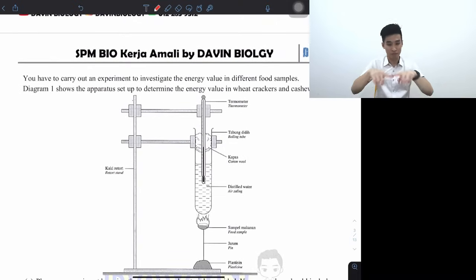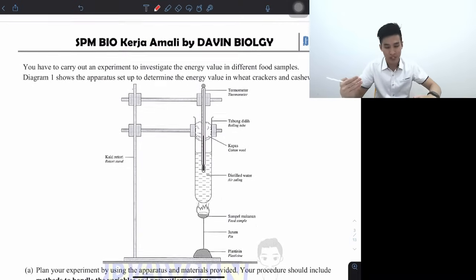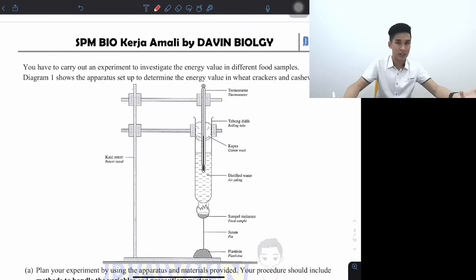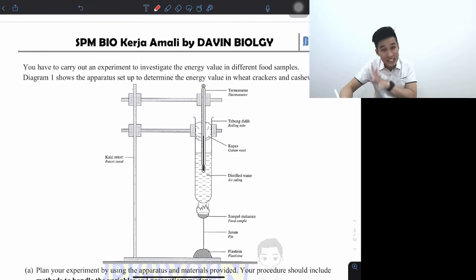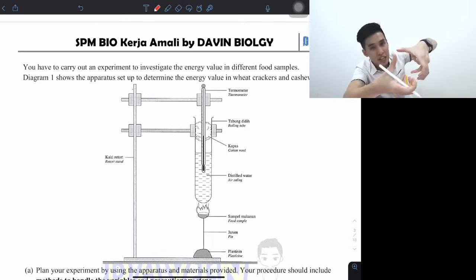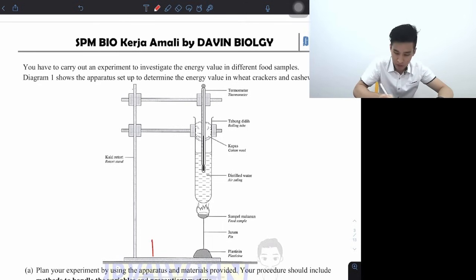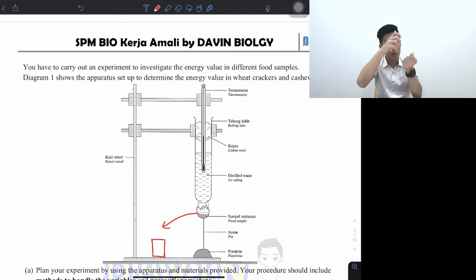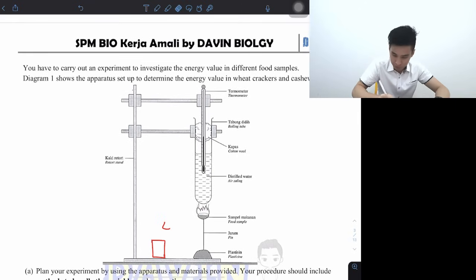Now, how do you set up this experiment? You can follow the diagram here, which is not too hard to understand. But remember, when you burn the peanut, you don't take the Bunsen burner and burn it like that. You must leave the Bunsen burner in place, don't lift it, then take your food and put it in the fire. Only when it's burning already do you place it under the boiling tube.